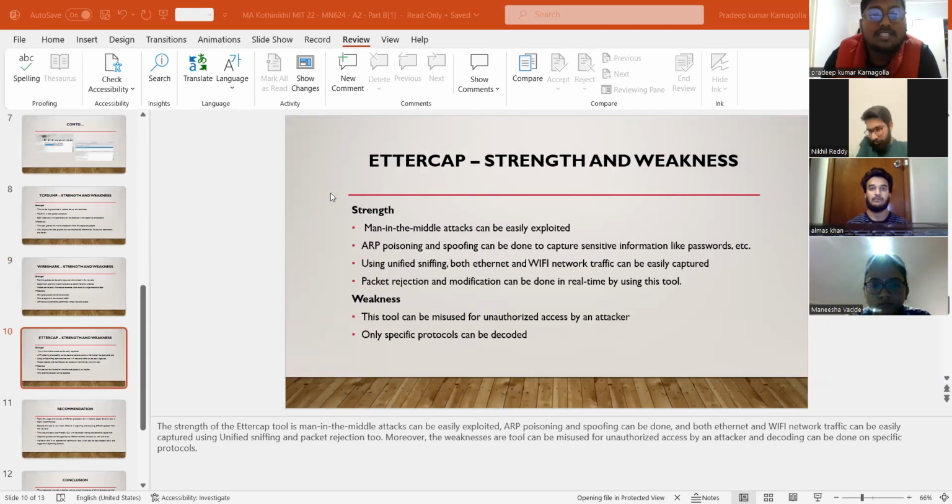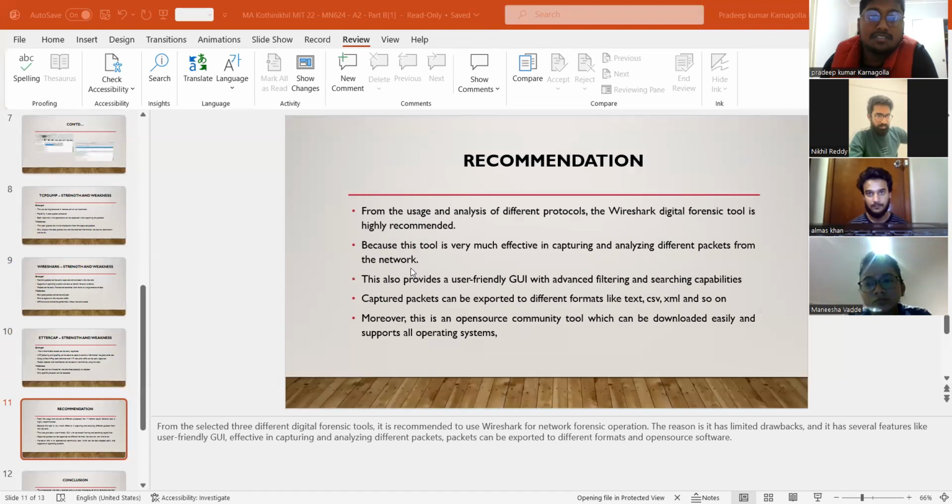So, the next thing is Ettercap. The strengths of Ettercap: man-in-the-middle attacks can be easily exploited, and ARP poisoning and spoofing can be done, capturing sensitive information like passwords, credit card details, and all the personal information. So using unidentified sniffing, both Ethernet and Wi-Fi networks can be easily captured. So the weaknesses, here are the major weaknesses. The tool can be misused for unauthorized access by an attacker, and only specific protocols can be decoded in this.